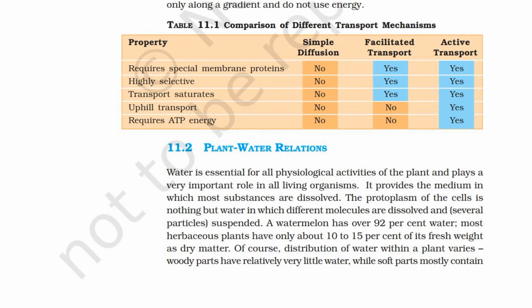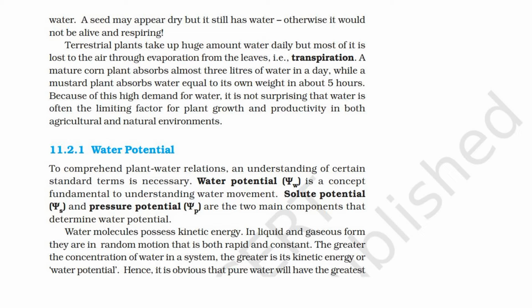Most herbaceous plants have only about 10 to 15% of their fresh weight as dry matter. Of course, distribution of water within a plant varies. Woody parts have relatively very little water, while soft parts mostly contain water. A seed may appear dry, but it still has water, otherwise it would not be alive and respiring.